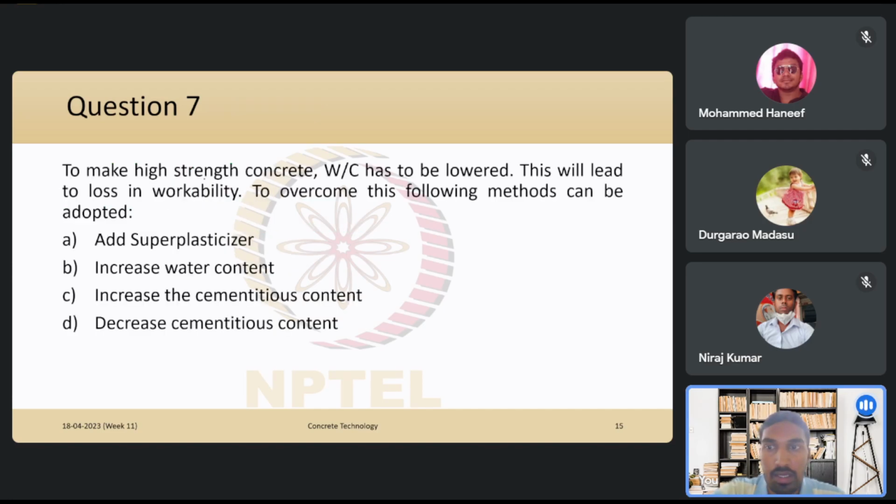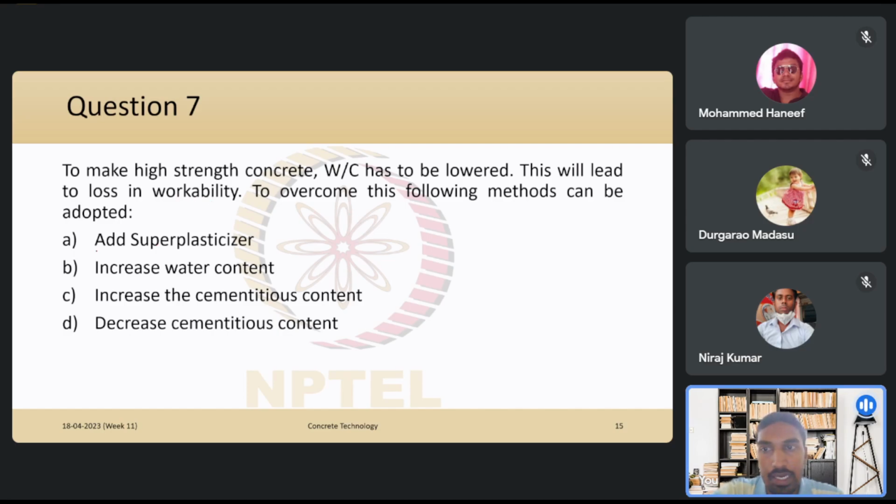Okay, so why are they correct? So what are we talking about? Here we want to make high strength concrete, and for that, the water to cement ratio has to be lower, right? So one of the requirements is that we need a lower water to cement ratio. But this will lead to loss in workability. So how do we keep the water to cement ratio low, but also combat this lowering in workability? So what can we do?